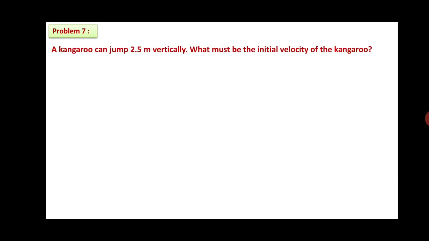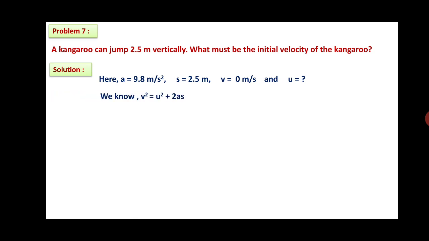Now the next problem. A kangaroo can jump 2.5 meter vertically. What must be the initial velocity of the kangaroo? See now, here the given thing a is equal to 9.8 meter per second square, it is the acceleration due to gravity. s is equal to 2.5 meter, v is equal to 0 meter per second, and u we have to calculate.